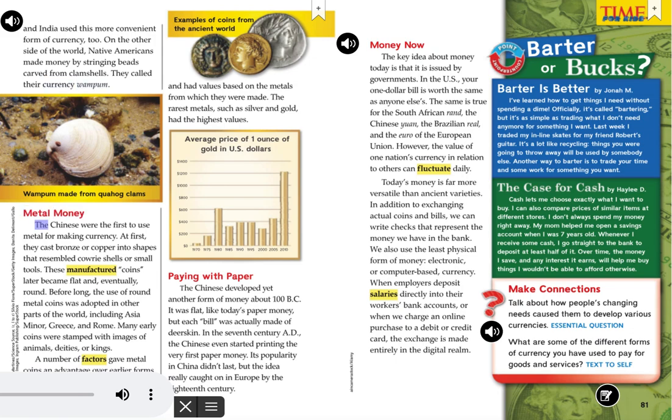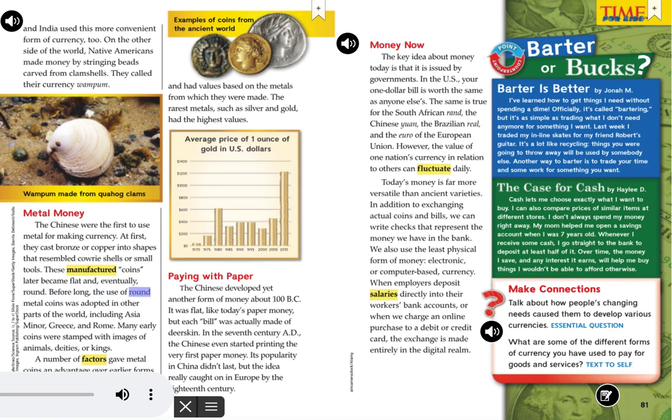Metal money. The Chinese were the first to use metal for making currency. At first, they cast bronze or copper into shapes that resembled cowrie shells or small tools. These manufactured coins later became flat and eventually round.